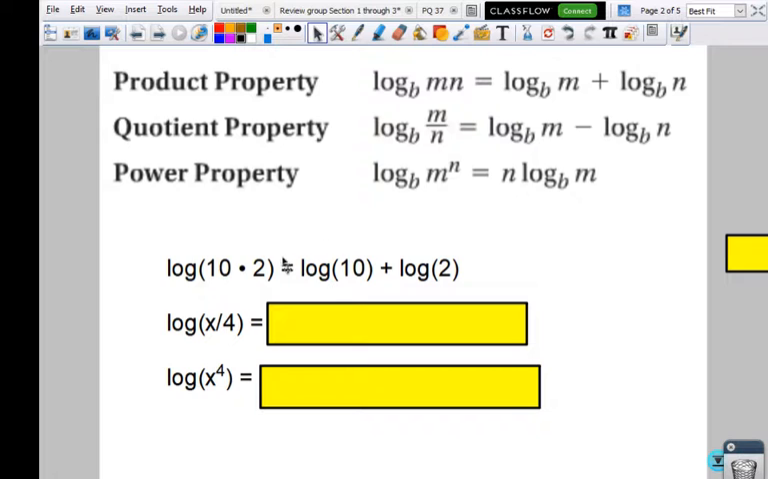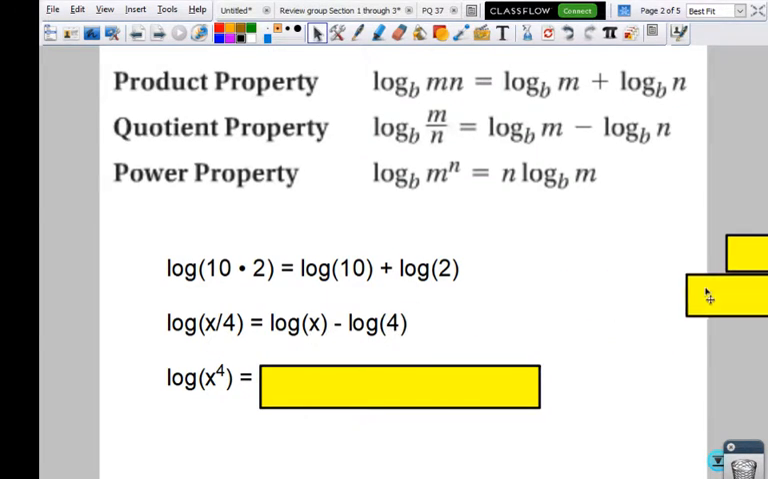Make sure you're filling these out and get your notebook checkpoints. We also have a quotient property, which works basically the same as product, but if you have something divided by something, you can split it apart to be log of the first one minus log of the second. For example, log of x over 4 is the exact same thing as log of x minus log of 4. Is it always minus? Yeah, when it's a division, it's always a minus.